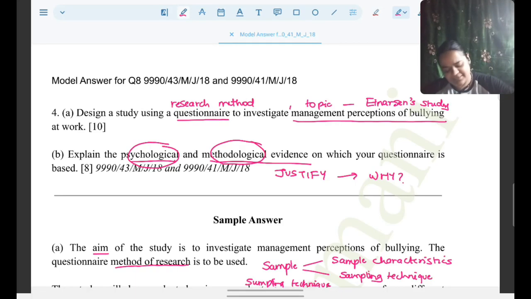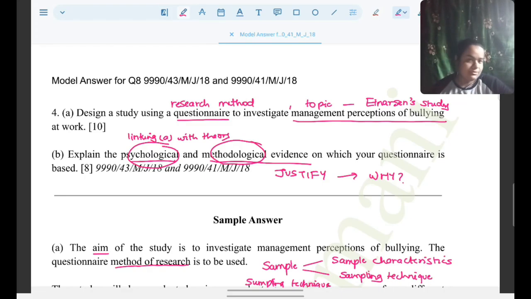Basically, psychological evidence is about linking your study, the study you've designed in part A, with the theory in the syllabus, from which the topic has been derived in part A. That is what you do in the case of psychological evidence. So like I told you, only if you have been keeping the theory in mind when you've been answering section A, will you be able to justify this part of psychological evidence. Otherwise, you have lost your 4 marks in this part.